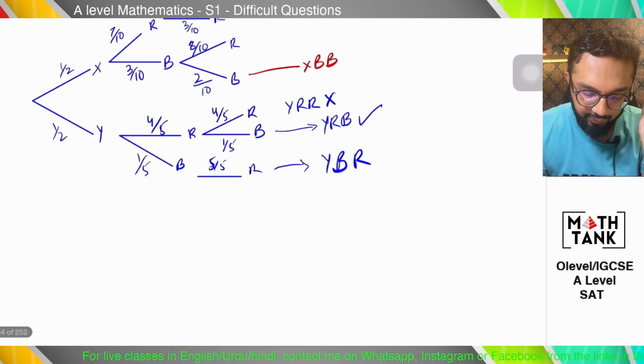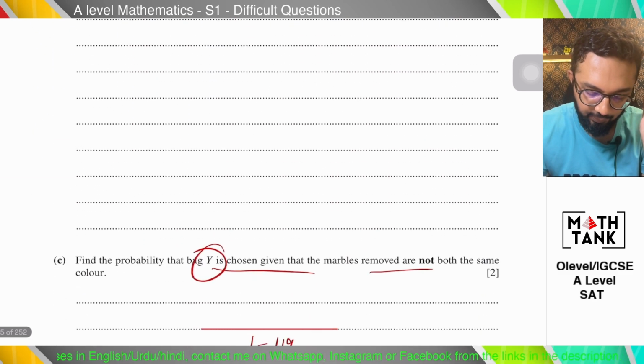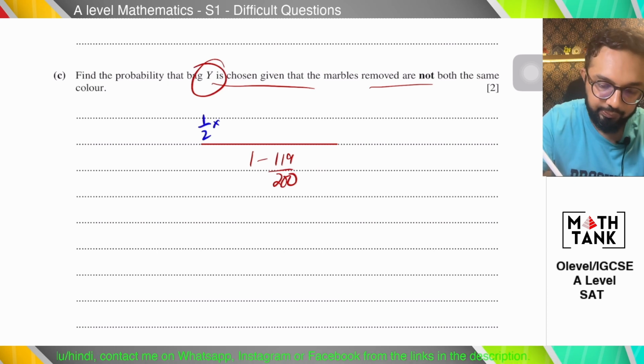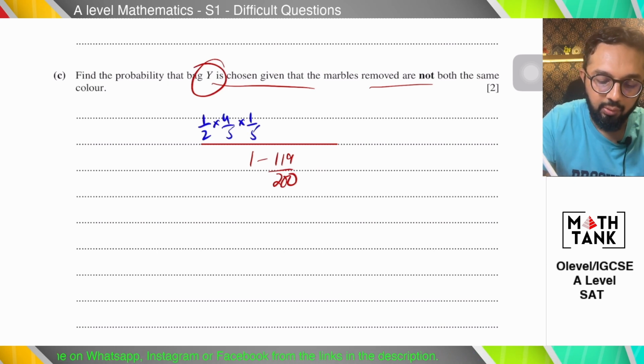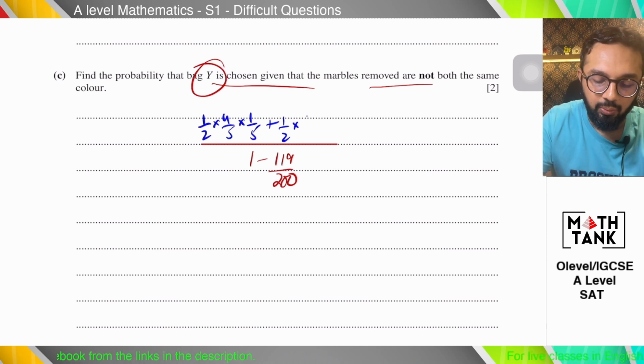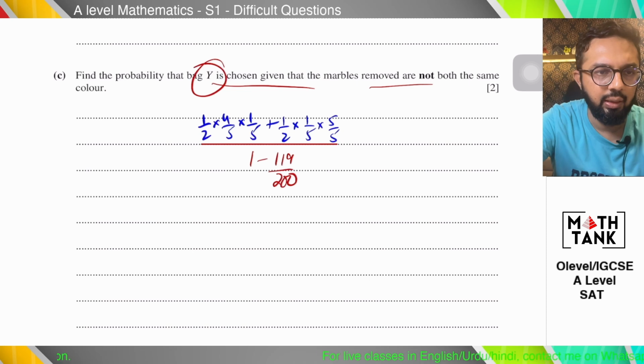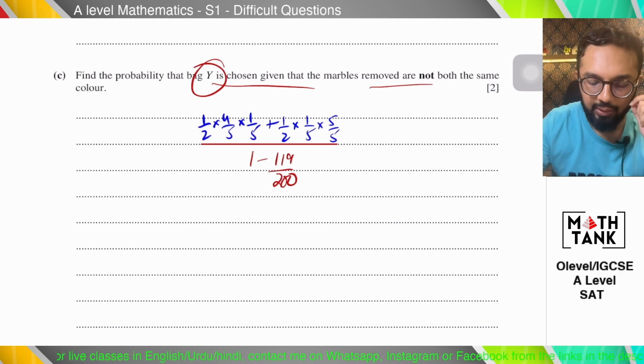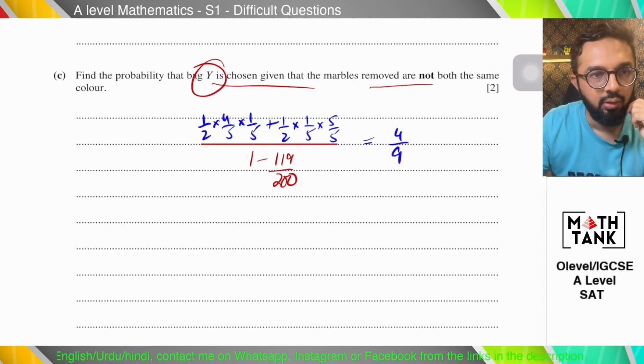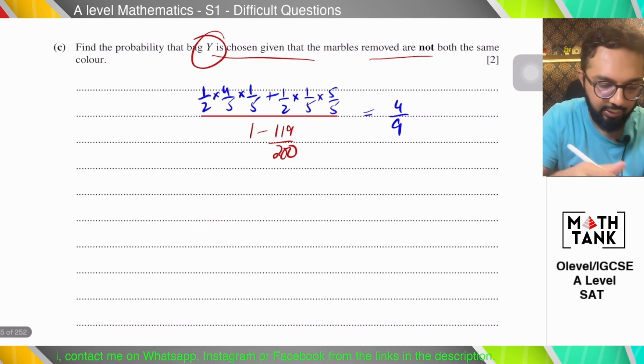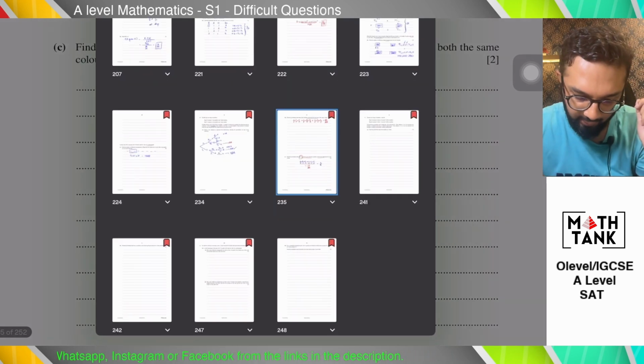Half into 4 over 5 into 1 over 5, plus half into 1 over 5 into 5 over 5. I think that should work. Yep, that should give me 4 over 9 in total. I hope that's giving me 4 over 9 in total. Okay.